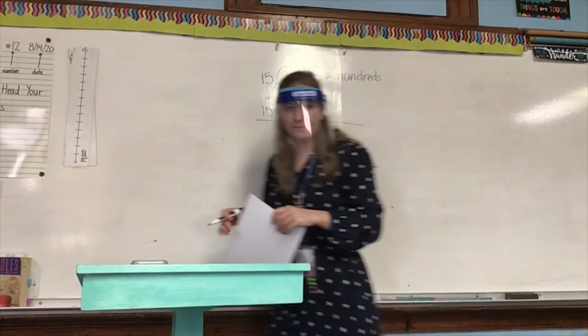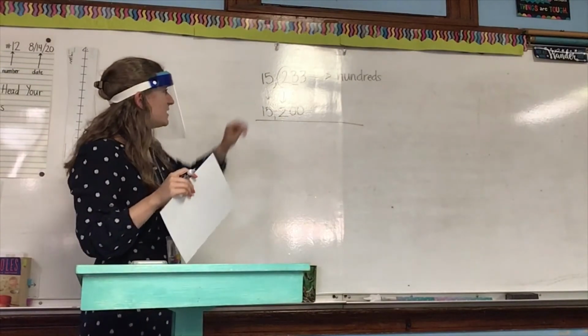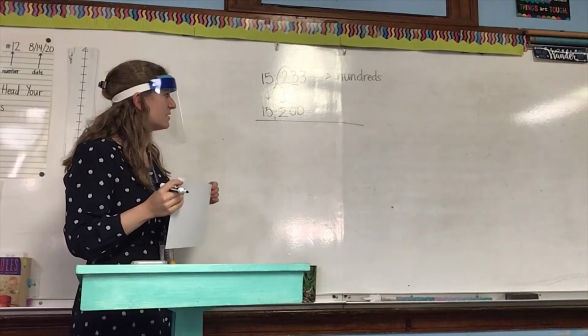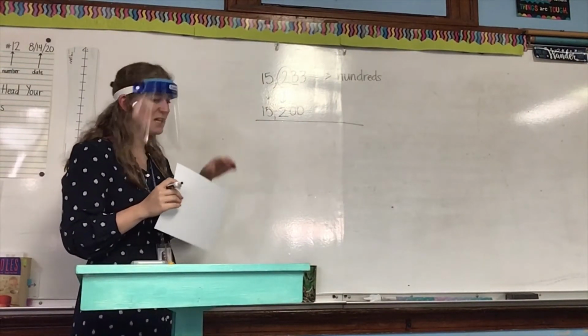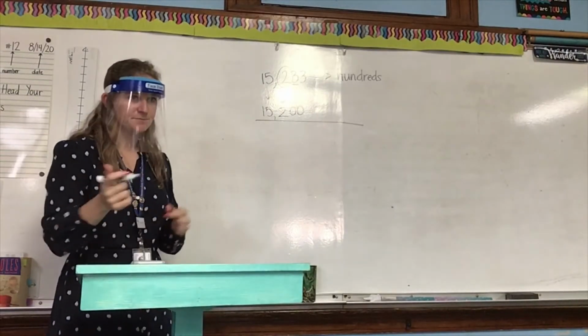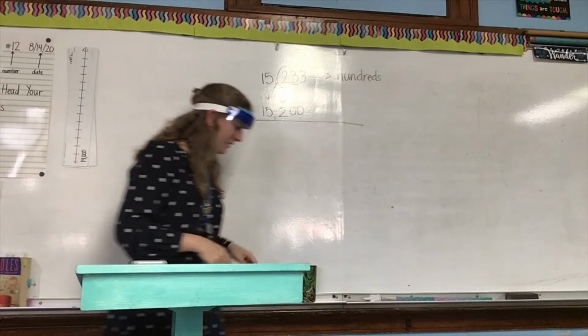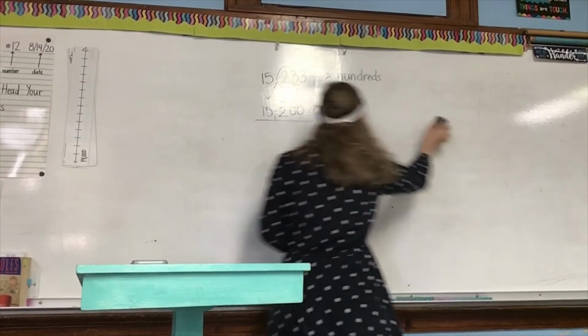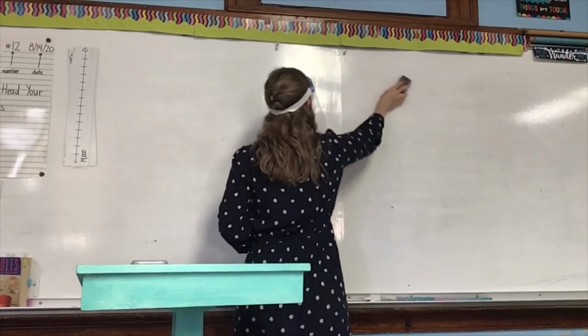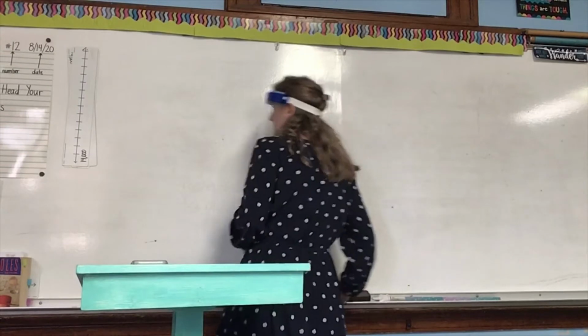And now we're done. So 15,233 rounded to the nearest hundred is 15,200. Okay, now this is where you go to your separate sheet of paper, because we're going to do some problems.